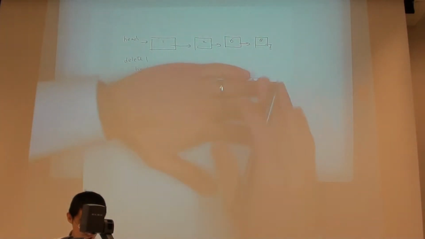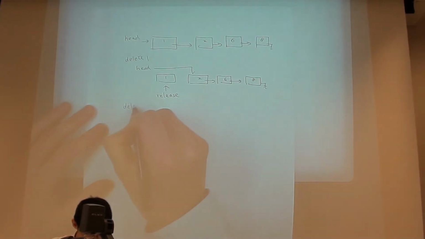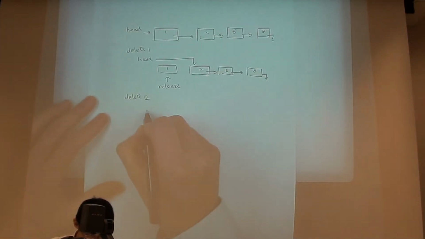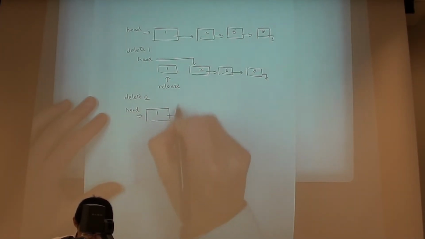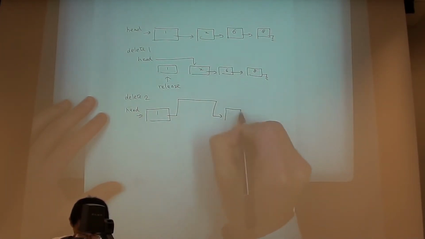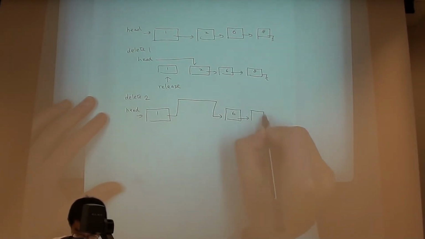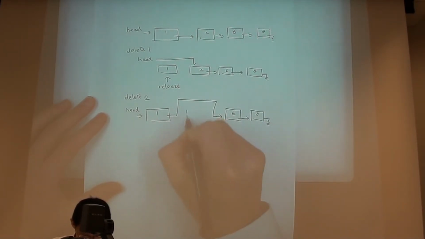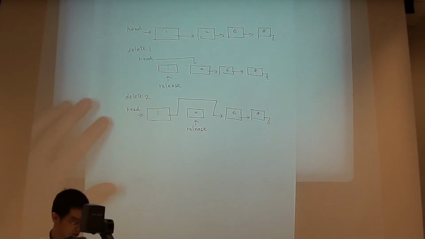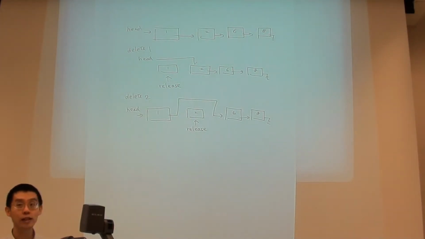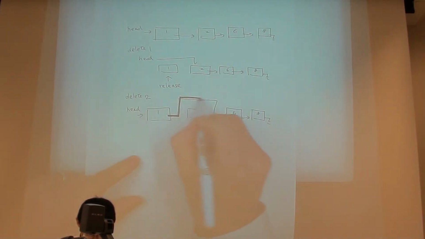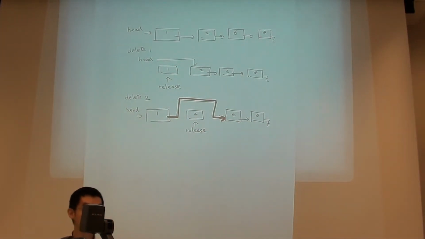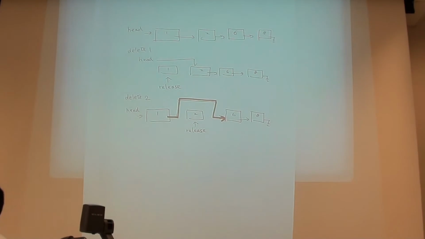Suppose I have the same linked list. I want to delete 2. That means head still points to the first node, but this one is going to jump over to 6, and I'm going to release the memory here. That's what delete means, right? Remember, you need to change this link. Otherwise, you lose the rest of the list.